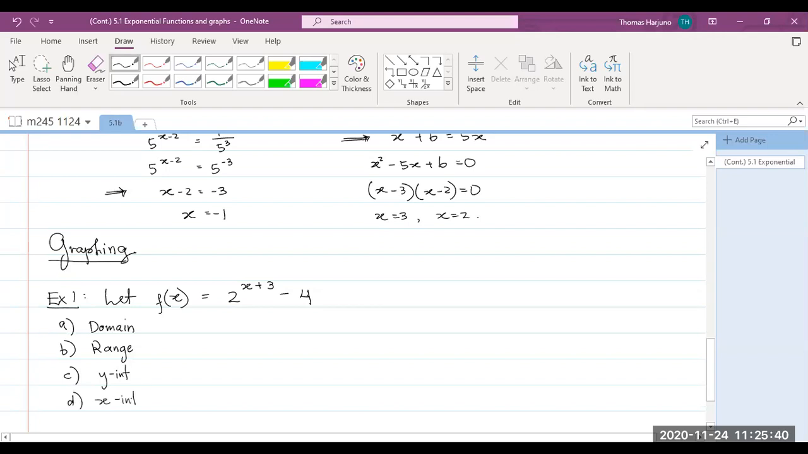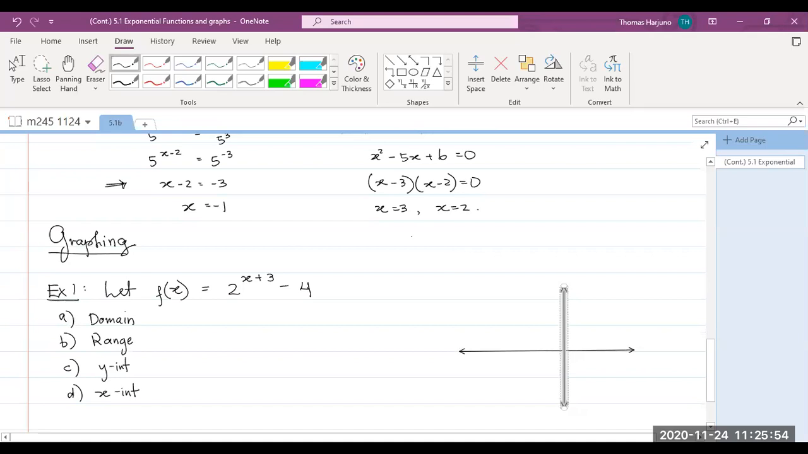It is true 2 to the x has no x-intercept, but after you move it a little bit here and there, you may have an x-intercept. Okay, so we know, for example, 2 to the x originally looks like this.